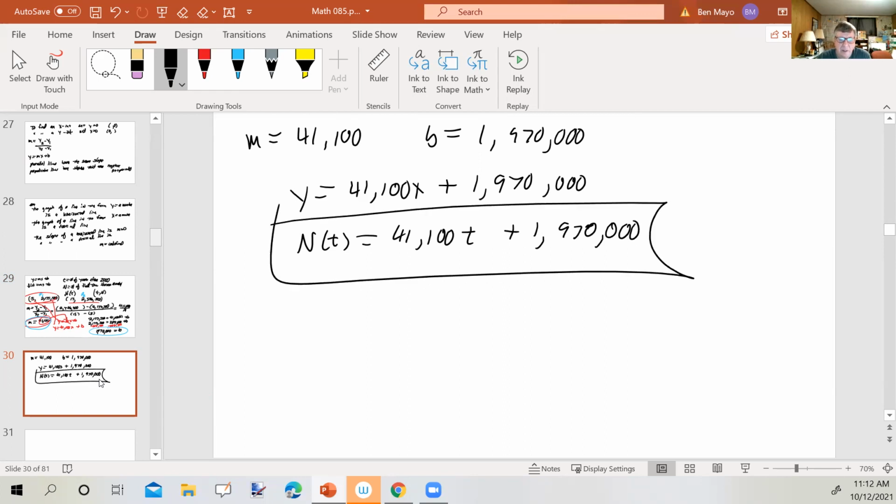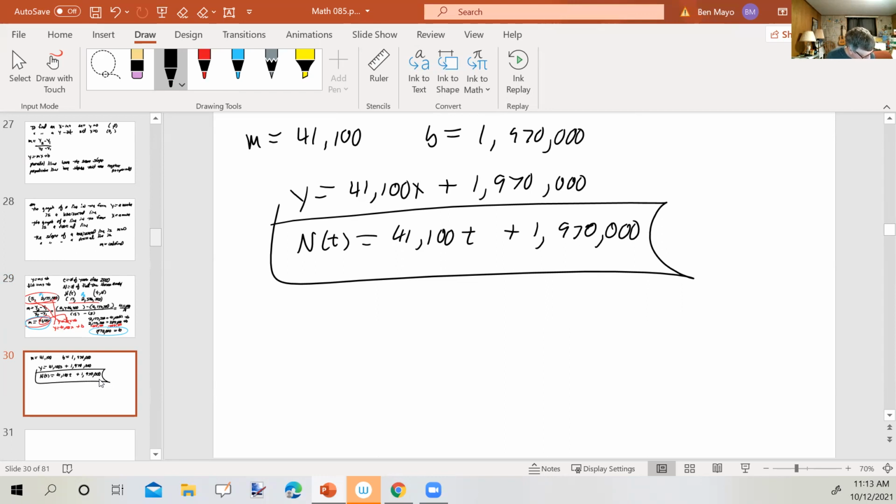Now, a common mistake that students make in WebAssign or other places is they change variables. If the problem asks you to have it in t and N and you use x and y in your answer, it's going to mark it wrong. So make sure you're using the correct variables in your final answers. Okay, so that was part A.